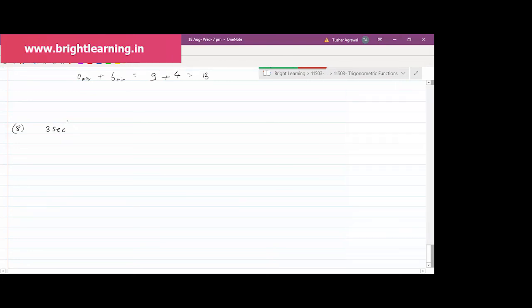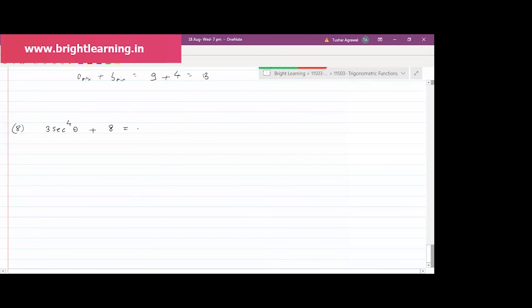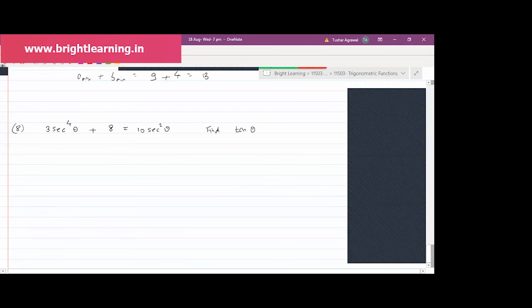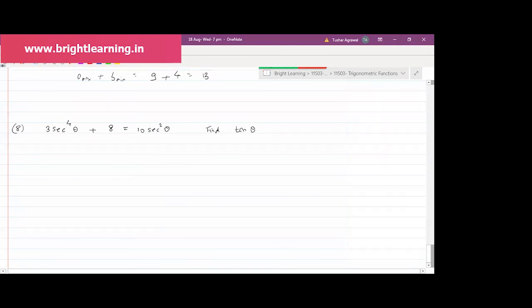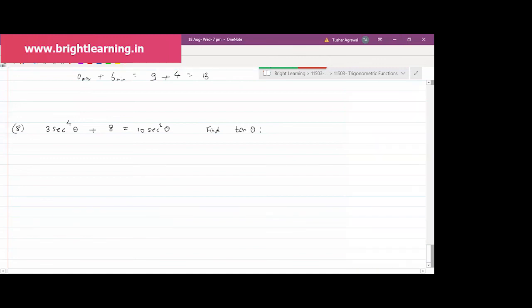Given that 3 sec^4 theta + 8 = 10 sec^2 theta, find the value of tan theta. Theta is some angle which satisfies this identity: 3 times sec raised to 4 theta plus 8 is equal to 10 times sec square theta.